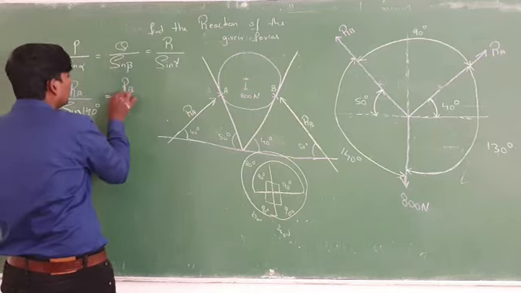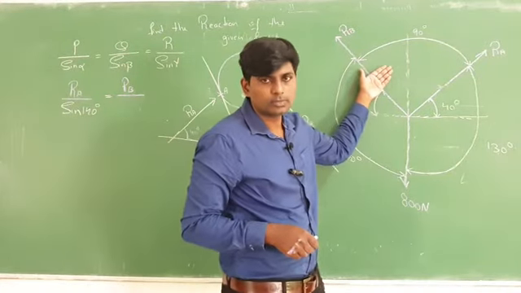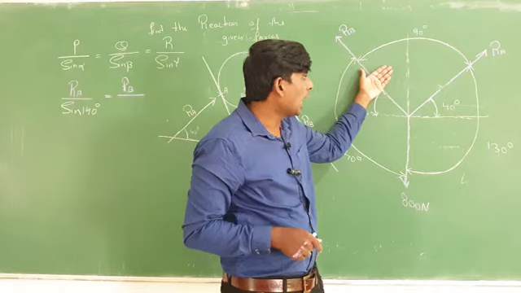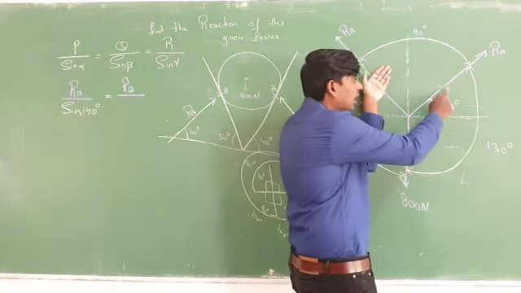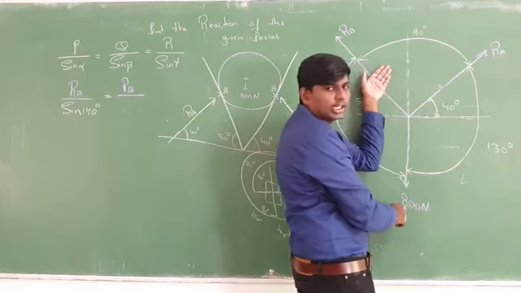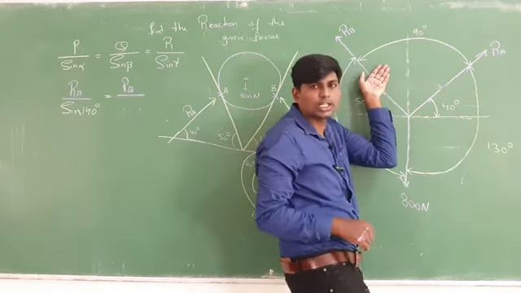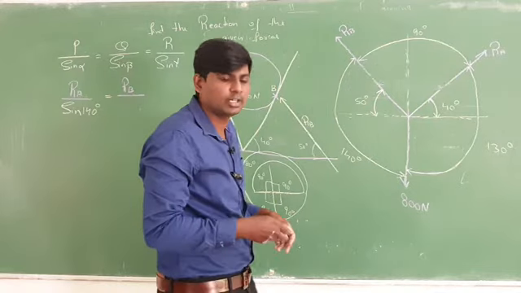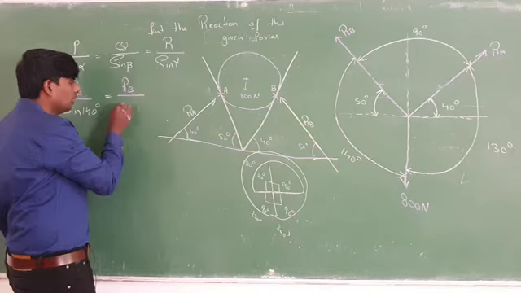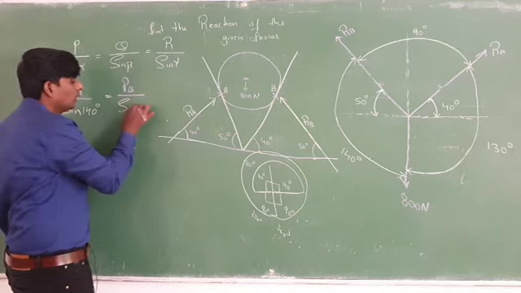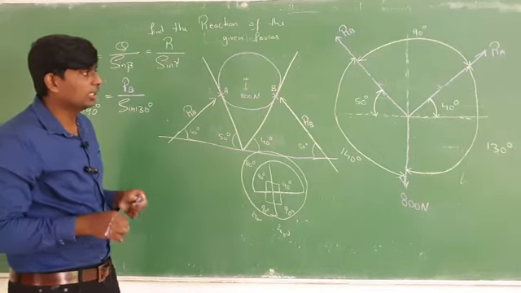If I selected RB, how many forces are remaining? Two forces. First one is RA, second one is the 800 Newton. Between these two, how much angle is there? 130 degree. So with the help of sine, I will write sine 130 degree.